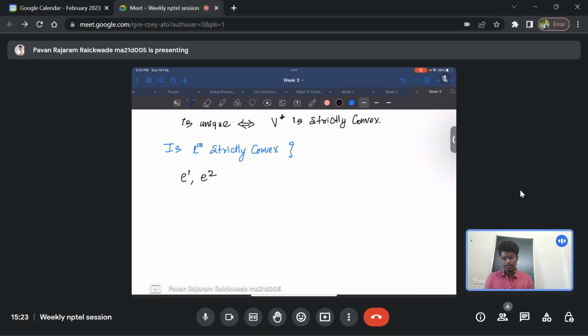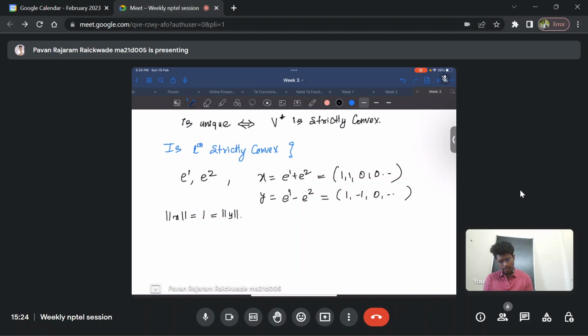You can change a little bit. We can take X as E1 plus E2 and Y as E1 minus E2. So X is (1, 1, 0, ...) and Y is (1, -1, 0, ...). So norm X is 1, and norm Y is 1. What is X plus Y? X plus Y will be (2, 0, 0, 0, ...). So norm X plus Y will be 2.